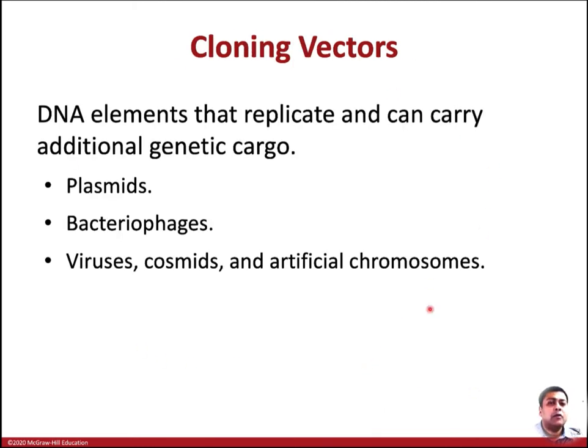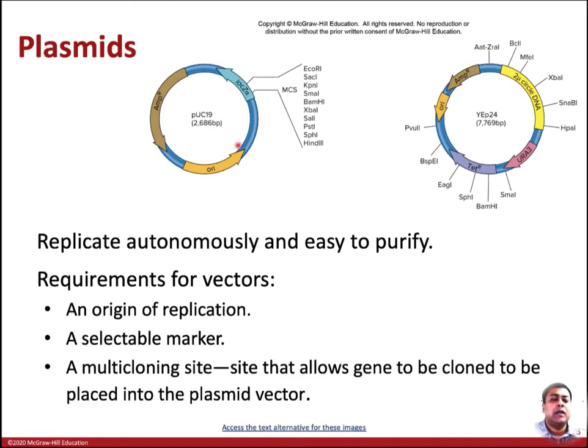So now we are going to talk about cloning vectors. We already talked about the plasmid, which is a kind of cloning vector where you can insert the gene of your interest. But along with that, we have bacteriophages, viruses, cosmids, and artificial chromosomes. These DNA elements replicate and carry additional cargo, and we separate them into different classes. That's what we want to use. So here we are looking at a plasmid, pUC19.